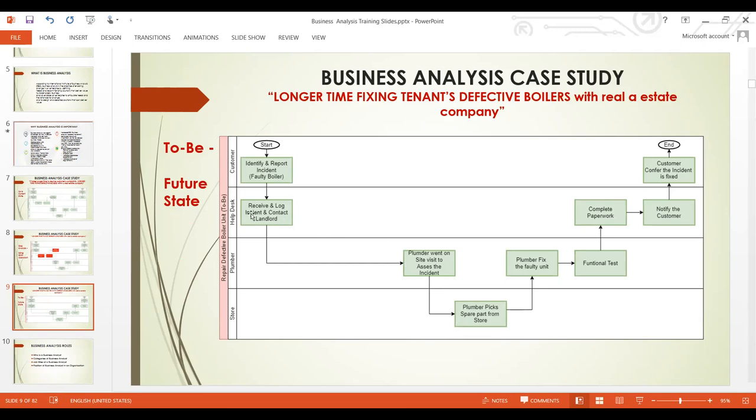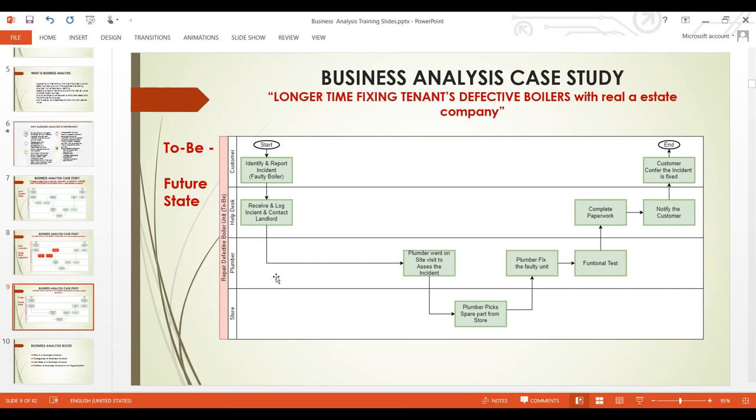So immediately the help desk receives a call, you just call the plumber immediately to go and fix the boiler. And the plumber, after picking spare parts from the store, goes and fixes it and then notifies the customer, and that's it. And that is how we reduce time. That's how we help this company to solve their problem, by reducing the time it takes to repair this boiler, and reduce the backlog within the system.